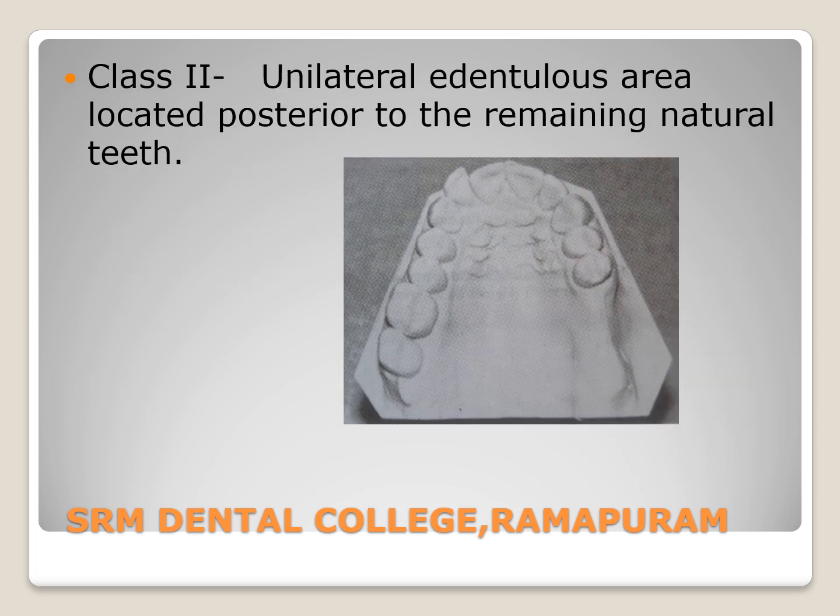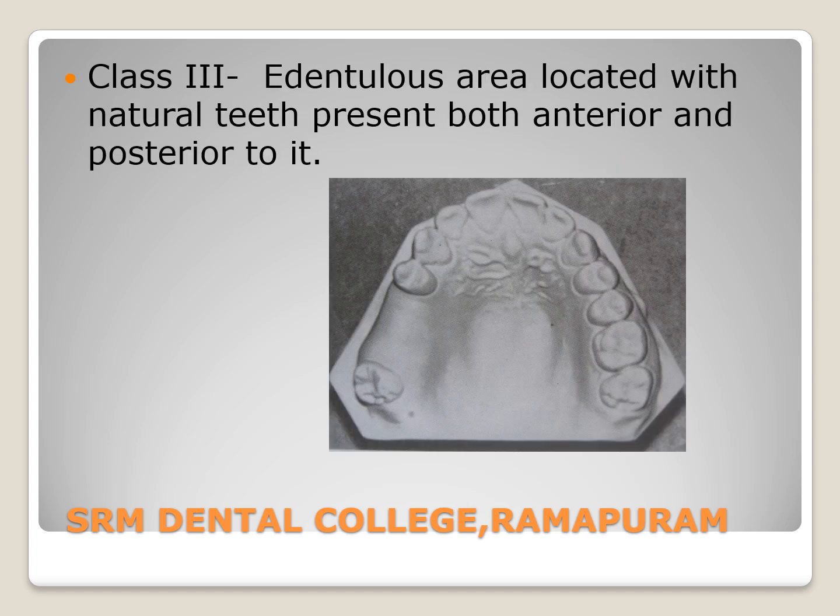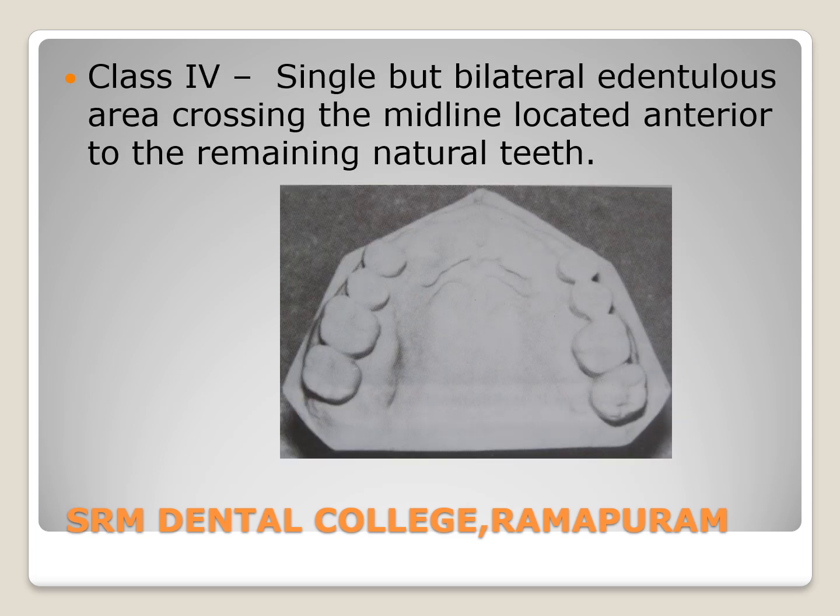Next, we go to class 2. Class 2 is a unilateral edentulous area located posterior to the remaining natural teeth. That is class 2. Next, class 3. Edentulous area located both anteriorly and posteriorly. That's called Kennedy class 3. Class 4 states that single but bilateral, bilateral because it crosses the midline. Crossing the midline, located anterior to the remaining natural teeth. That's why it's called Kennedy class 4. These all are the Kennedy classification.